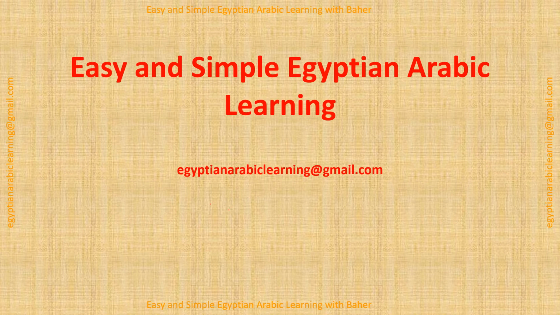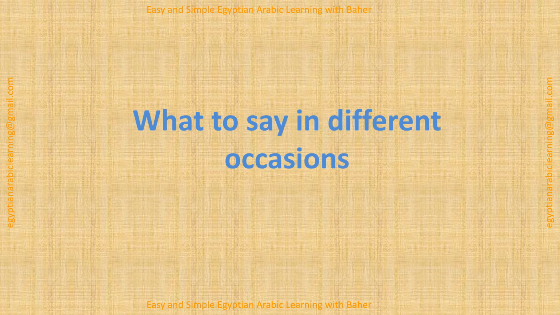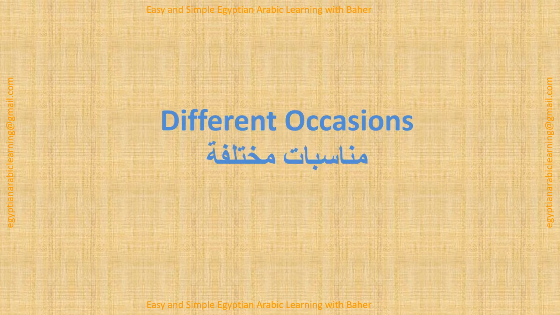We're learning Arabic language in Egyptian dialect. Today we'll go through what to say in different occasions. And different occasions in Arabic, it's called مناسبات مختلفة. مناسبات is occasions and different is مختلفة.